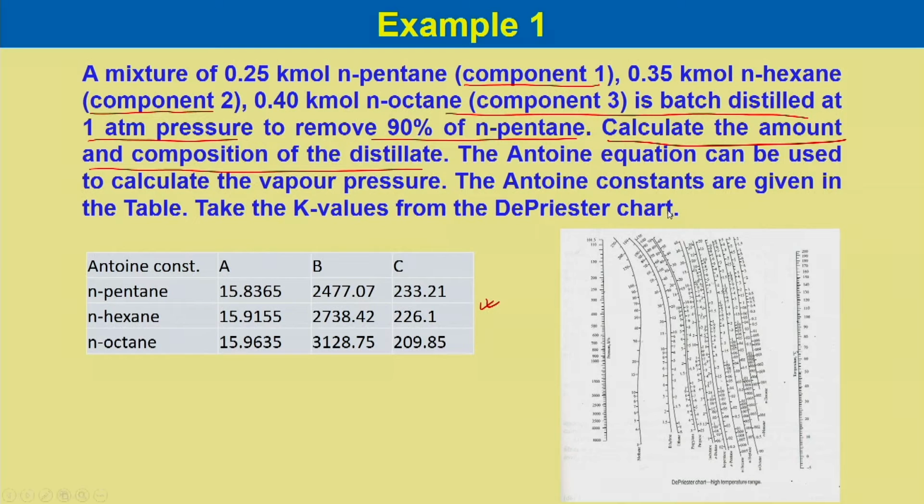The Antoine equation can be used to calculate the vapor pressure. The Antoine constants are given in the table. So, this is the table where we will get the Antoine constants for n-pentane, n-hexane and n-octane. The K values can be obtained from the de Priester chart. So, this is the chart which is given and available in standard books.